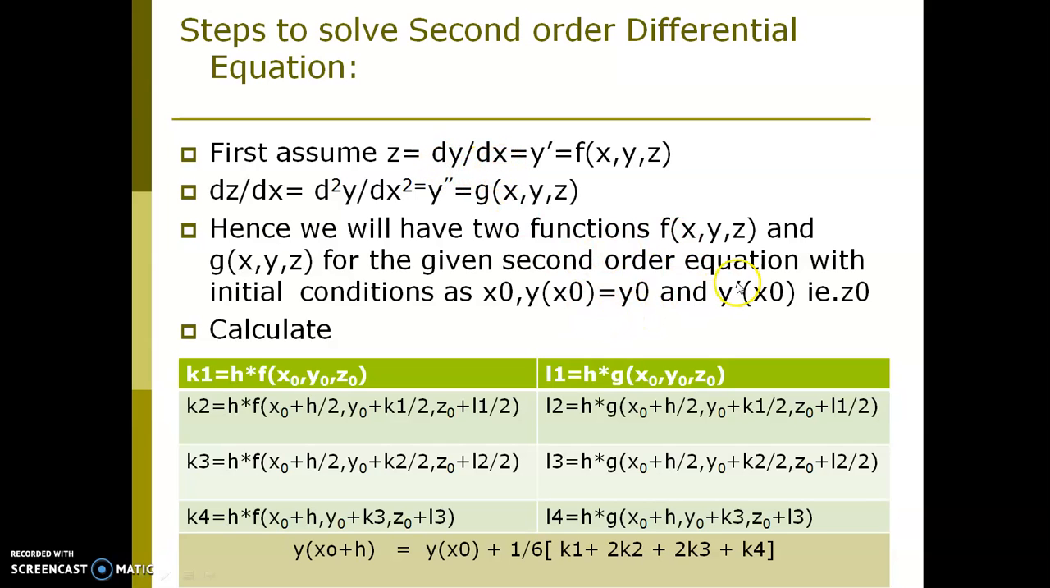And so with the initial conditions which we started with, x0 the starting point and the function evaluated at x0, we will call it y0. And the first derivative term evaluated at the x0 point now becomes z0, because the first differential term we are calling z.